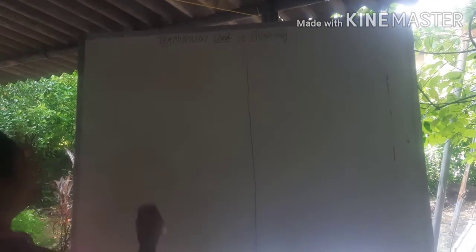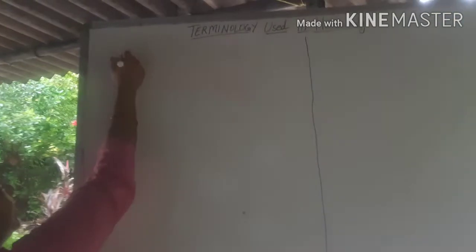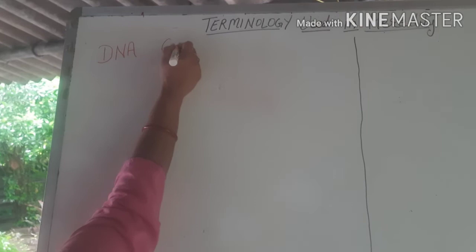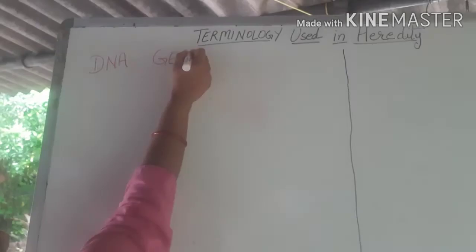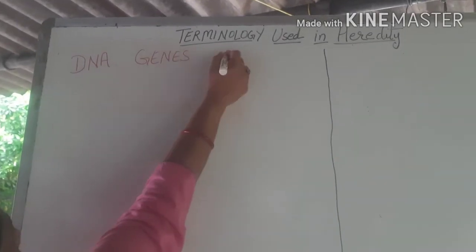Children, today we will study about the terminology used in heredity. Here you might have heard a few words related to heredity. The first ones are DNA, genes and chromosome.